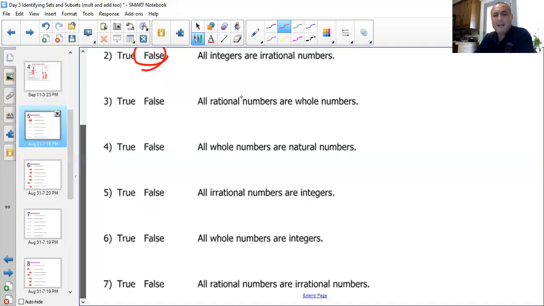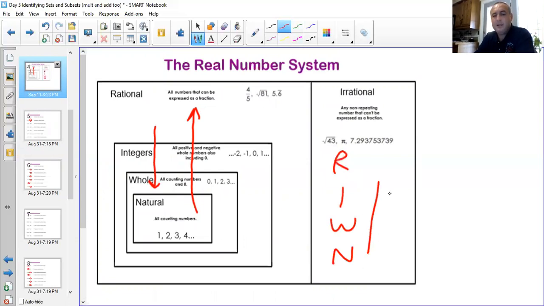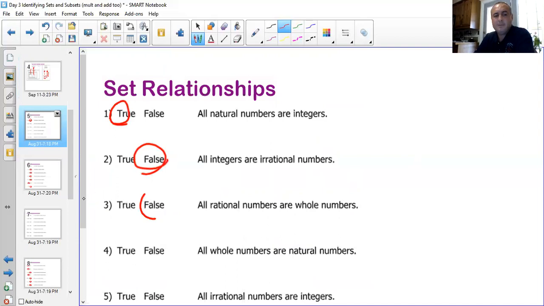All right, then we have: all rational numbers are whole numbers. We have rational starting here, going to whole. Looks like we're going down, right? Remember, if you're going down, the flow is supposed to be this way. We're going from rational to whole. It means you're going down. So this is going to be false.